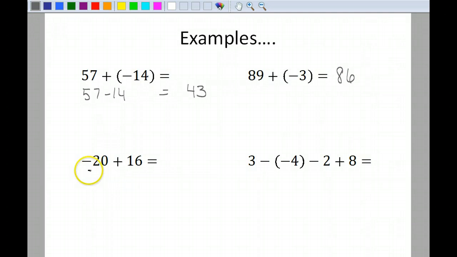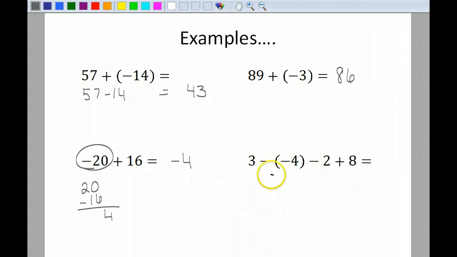Once again, negative 20 plus 16. I've got a negative and positive, so I'm going to subtract the small number from the large number, and I'm going to keep the sign of the large. Well, what is 20 minus 16? Oh, well, that's 4. What's the sign of my larger number? Negative, so my solution is negative 4.